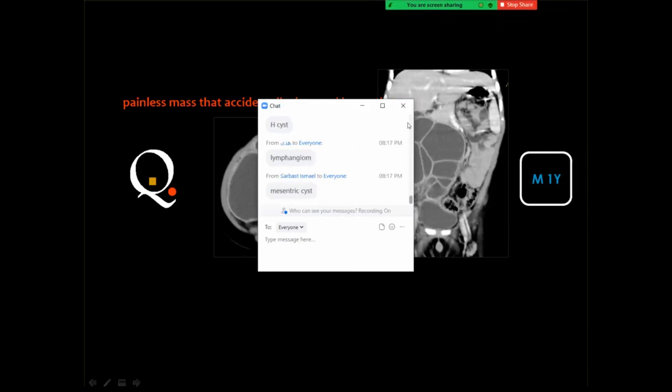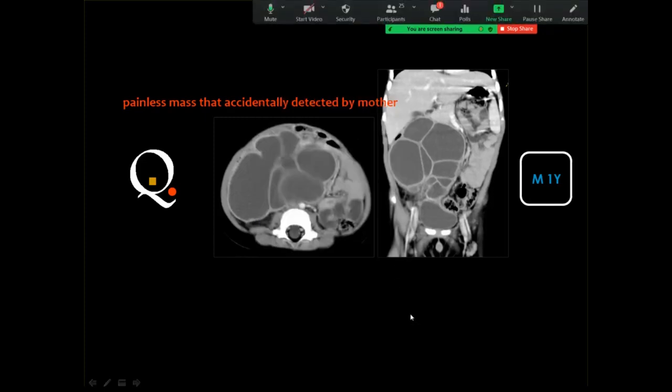Yes, lymphangioma is right. Yes, and lymphangioma is one of the lesions that can be seen frequently in the peritoneum. It is a multilocular cystic lesion commonly seen in the pediatric age group. And this is not a mesenteric cyst, since I have mentioned in the lecture that mesenteric cyst should be in the back of the list of cystic lesions in the peritoneum.